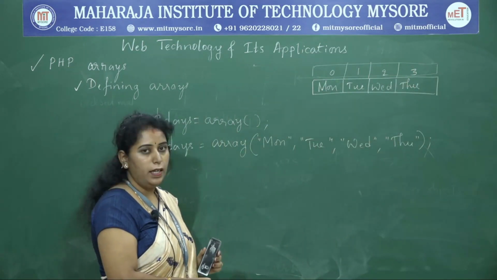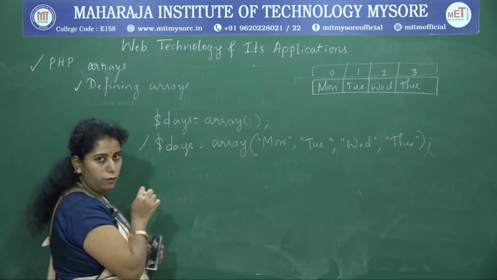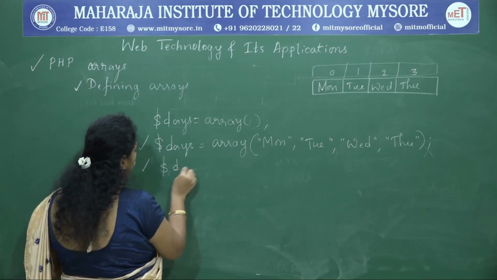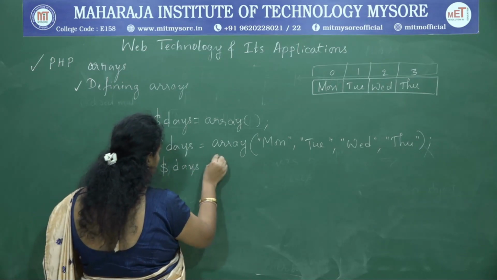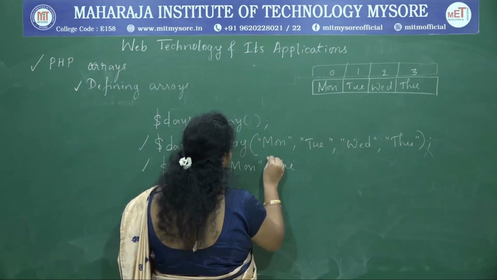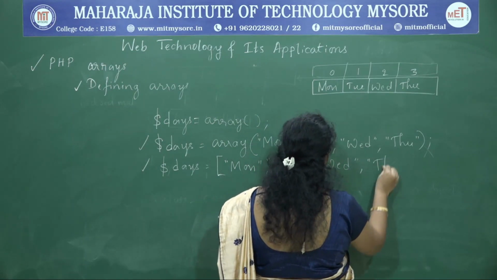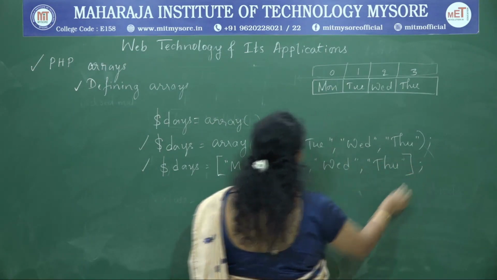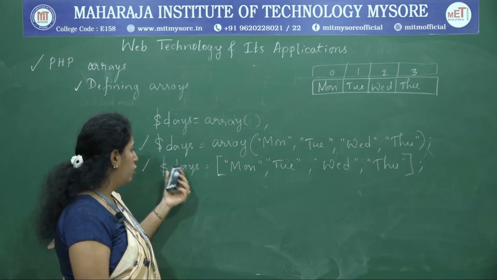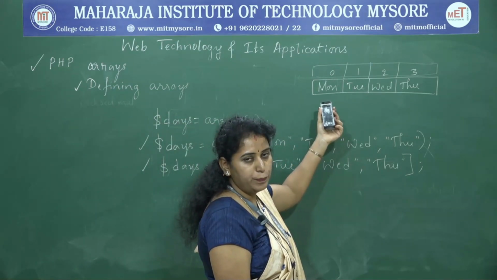Now, not only in this format, you can also use another syntax to define an array. How means days equals Monday, Tuesday, Wednesday, Thursday. You can also declare an array in this format also. So that will also allocate memory for an array in the similar manner.